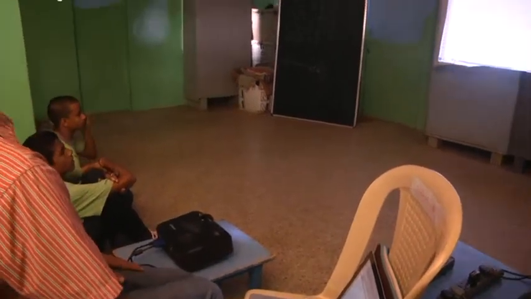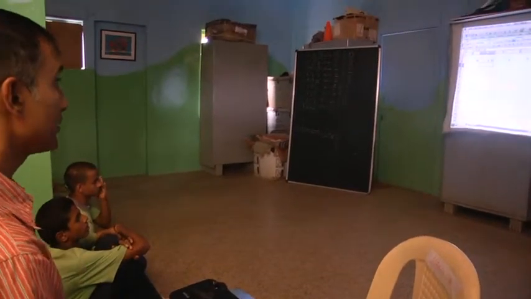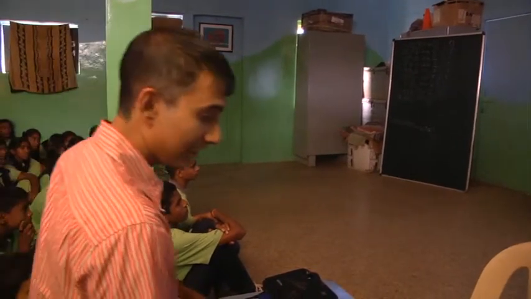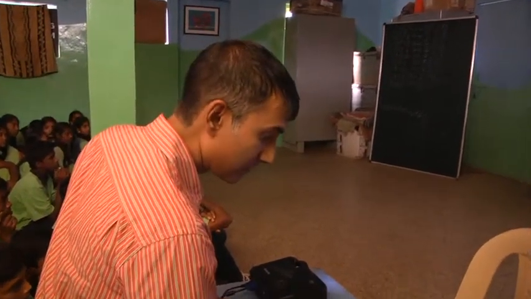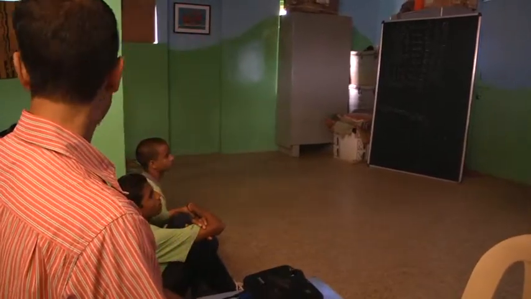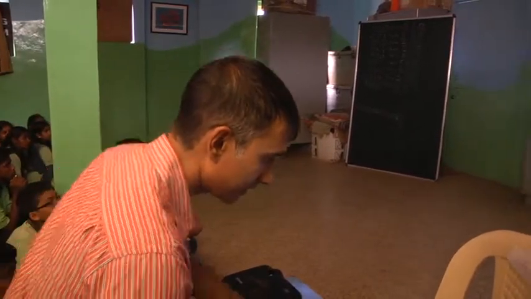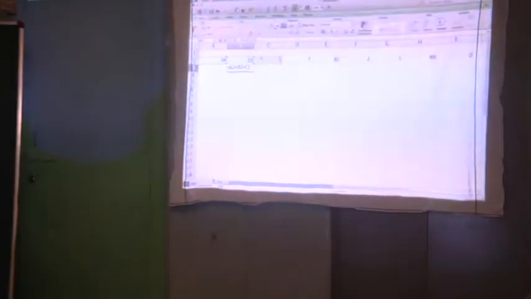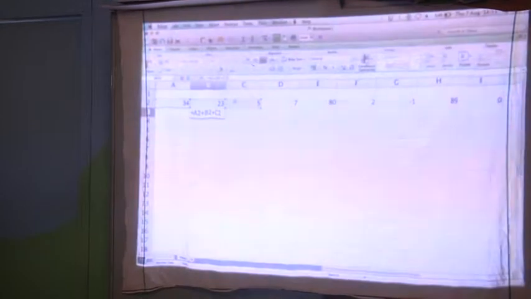Okay, there's a bunch of numbers there, right? So I want this cell to be the sum of 34, 23, and 5. In Excel, the way you do that is you write equals, and then you click that, plus that, plus that. Okay, now this is important.